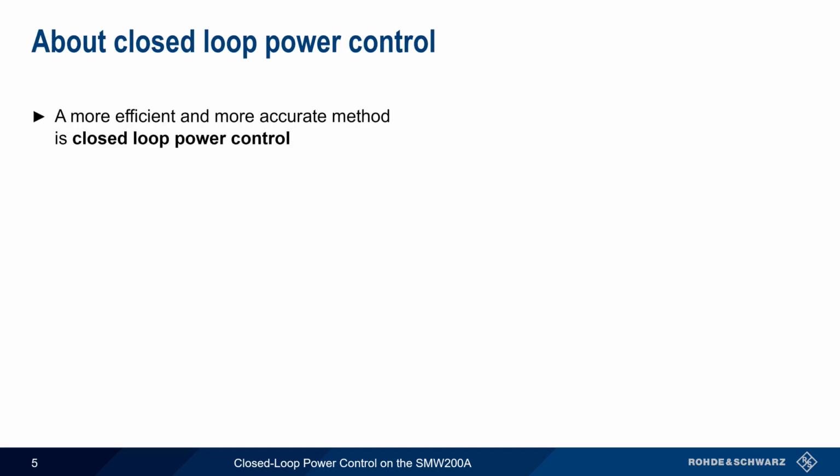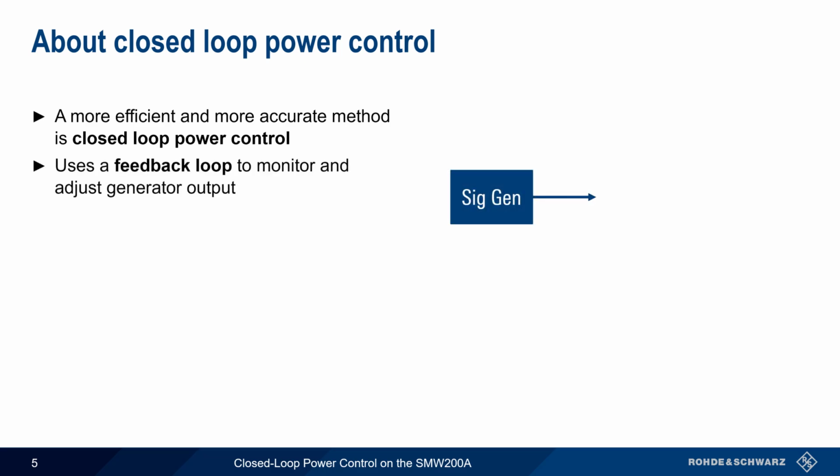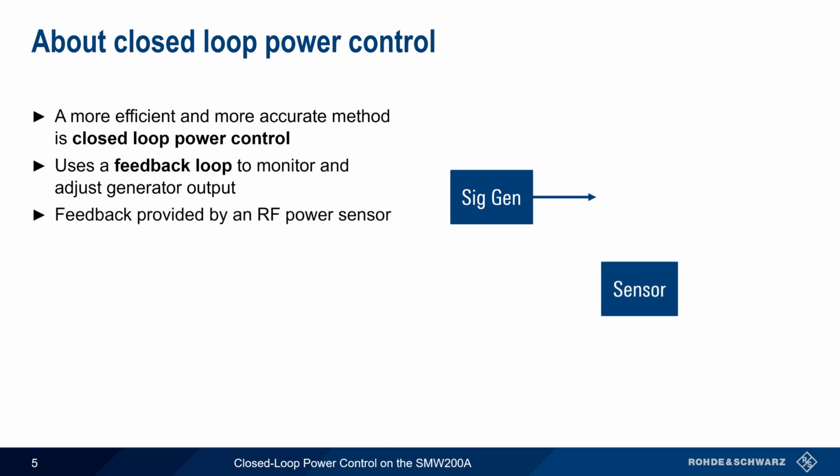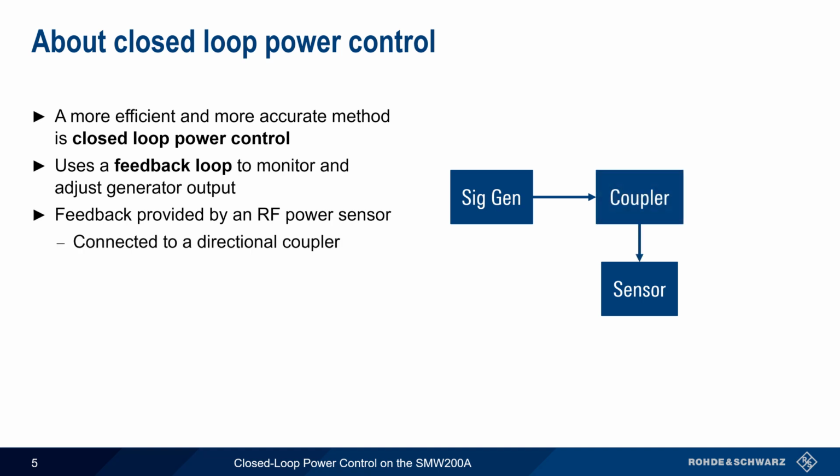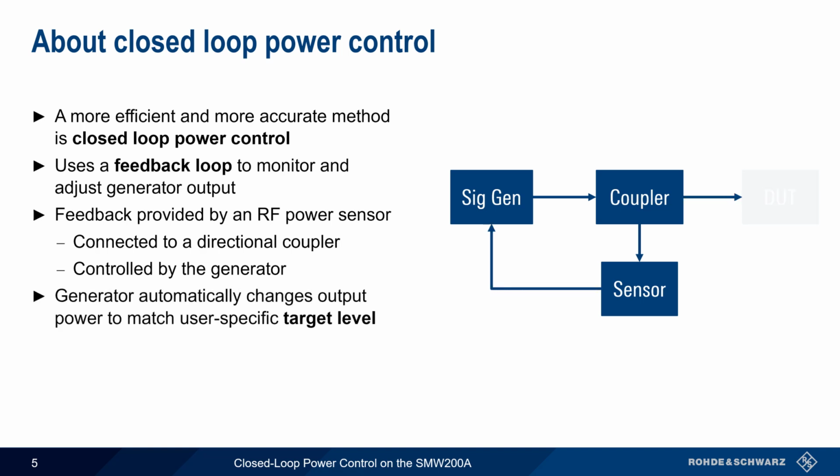A more efficient and a more accurate method is something called closed-loop power control. Here, a feedback loop is used to monitor and adjust the generator output, with the feedback being provided by an RF power sensor. This sensor is connected to a directional coupler and provides feedback on the received level to the generator. The generator uses this information to change the output power to match a user-specified target level, usually defined as the desired level at the DUT input.